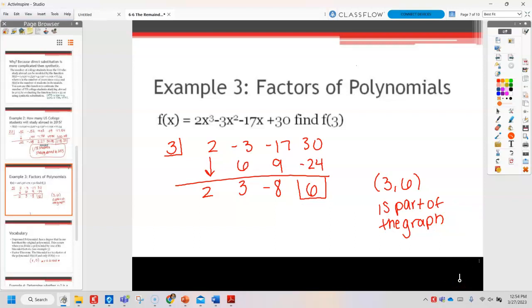So let's try it again. 10, negative 3, and 2. Let's see.